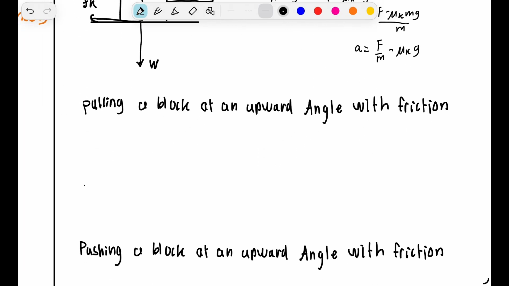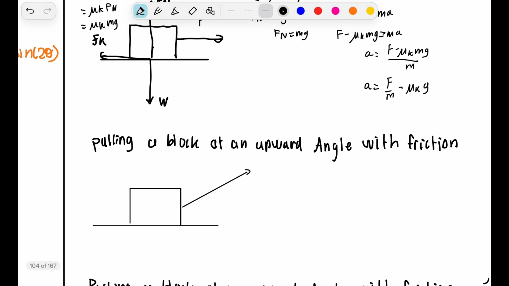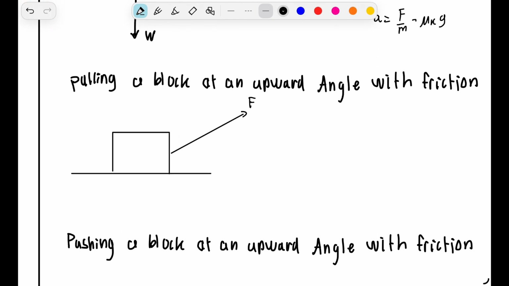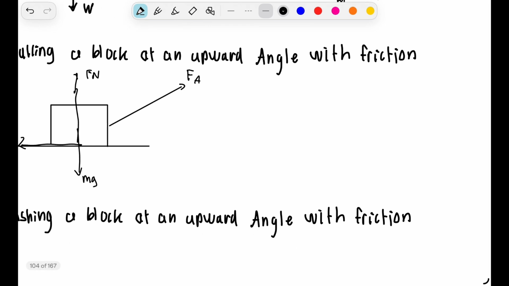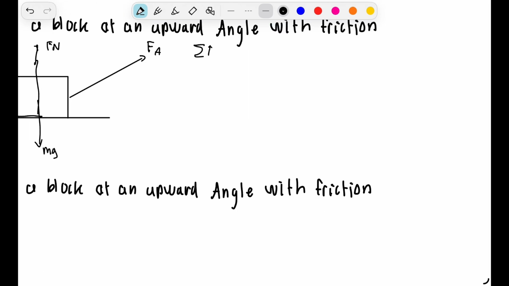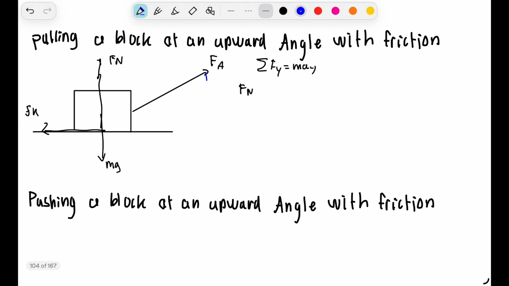Now, what if you have a situation where you're pulling on a block at an upward angle with friction? So instead of pushing it down, we're going to be pulling it this way. We're going to be pulling it with the force that we apply, and we have friction. So at this point, we have Fk. We still have mg. We have upward normal force still. So in the vertical direction, equal to ma in y, you have Fn acting upward. But since this force is not directly on our axes, you're going to have to decompose this into Fx and Fy. So this is your angle theta.